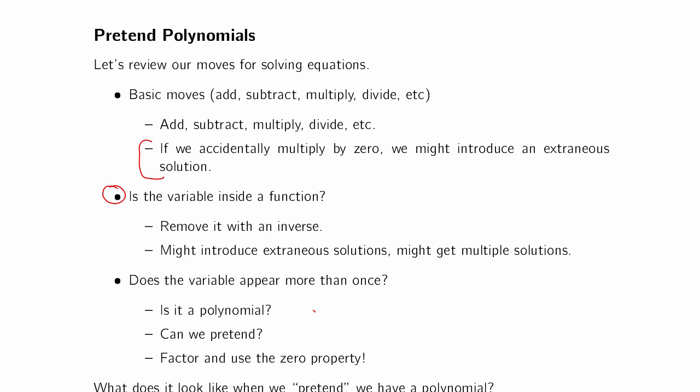And then we've spent a lot of time talking about if the variable appears more than once, we want it to be a polynomial because then we can factor. And we mentioned something about if it's not a polynomial, can we pretend it's a polynomial? We haven't met anything that wasn't a polynomial, but we could pretend. That's what we're going to talk about now. What does it look like when we pretend we have a polynomial?